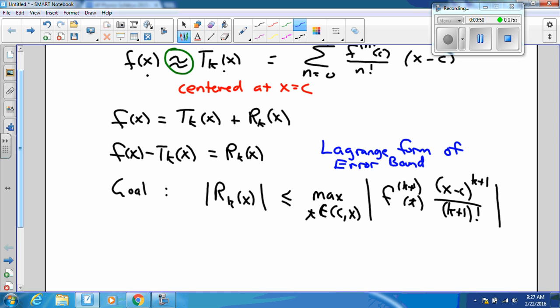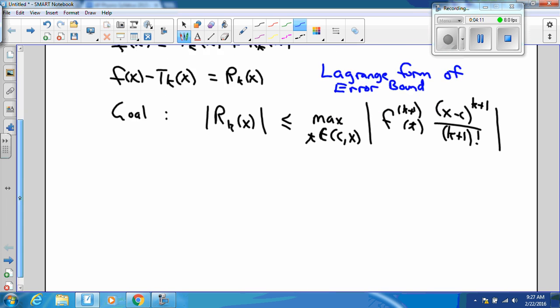In the lecture notes for today that I put up on Blackboard last night, I gave you a little bit of historical information about Taylor and Lagrange. Now, let me show you how this is used first, and then we'll come back to a proof for the whole thing.